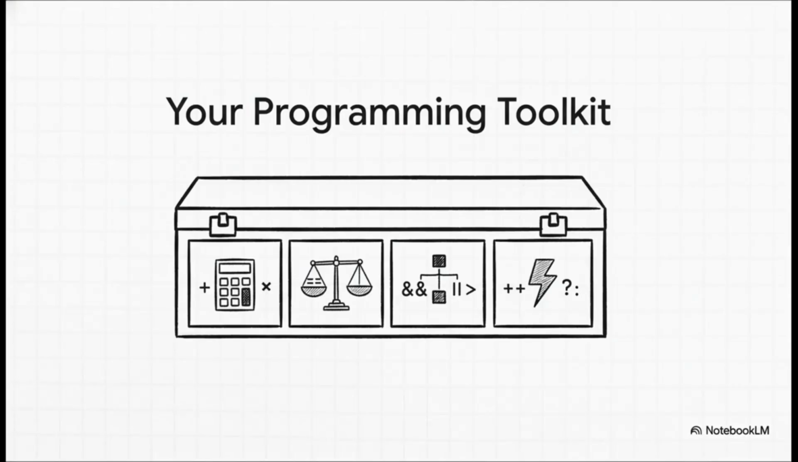It's brilliant. So let's do a quick recap of our programming toolkit. We started with the arithmetic operators for doing all our math. Then we moved on to relational operators for asking those basic yes or no questions. After that, we used logical operators to combine those simple questions into complex rules. And finally, we looked at a few clever shortcut operators to keep our code tight and efficient.